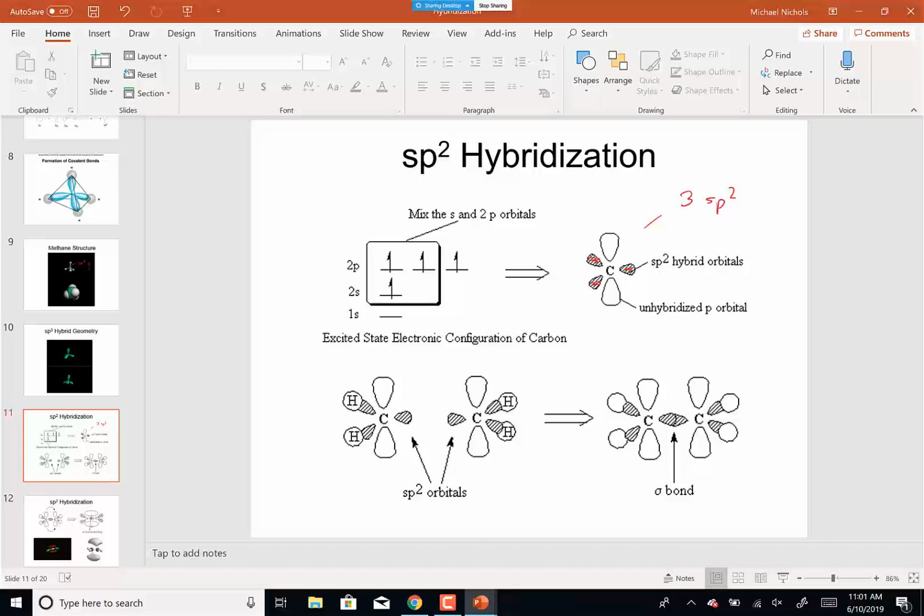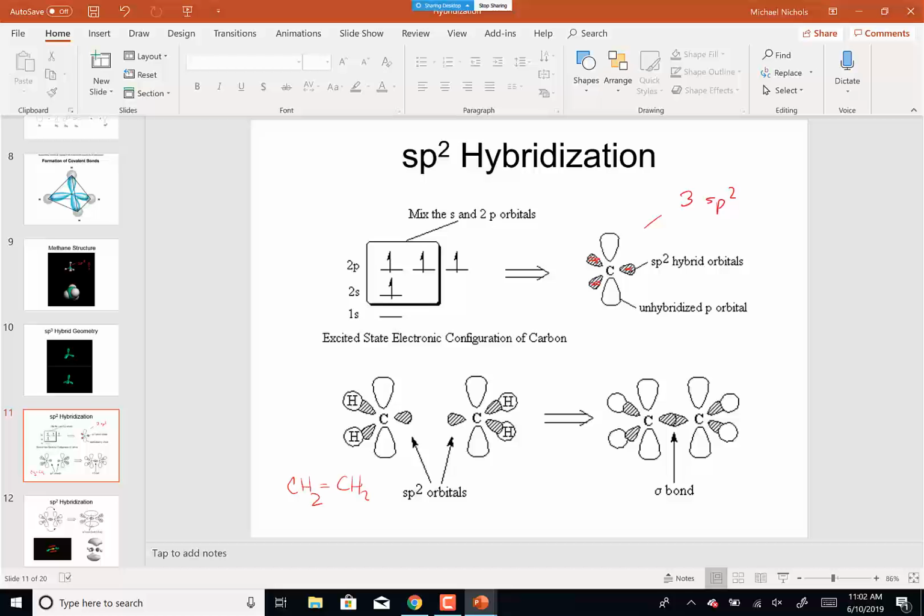It still has the upper and lower dumbbell shape, and now it goes orthogonal, or perpendicular, to the other three. So that's what an sp2 hybridized carbon looks like. And so if I want to form a carbon-carbon double bond, let's say I wanted to form a CH2 double bonded to another CH2, then I take two sp2 hybridized carbons and I bond them together.